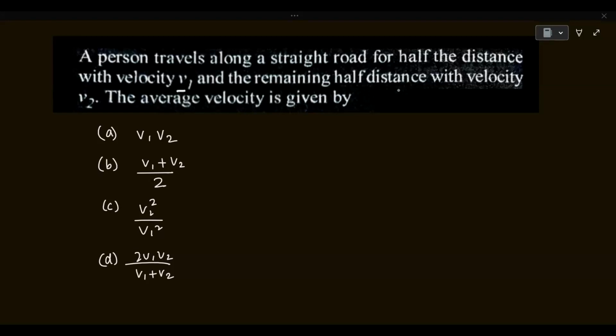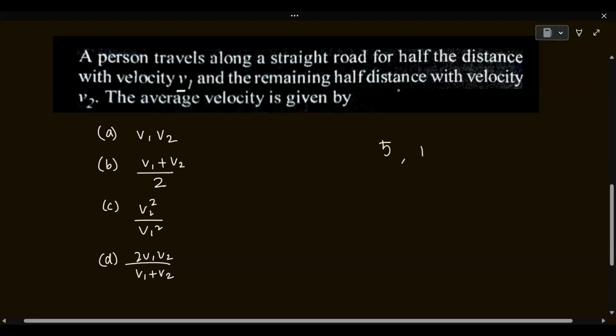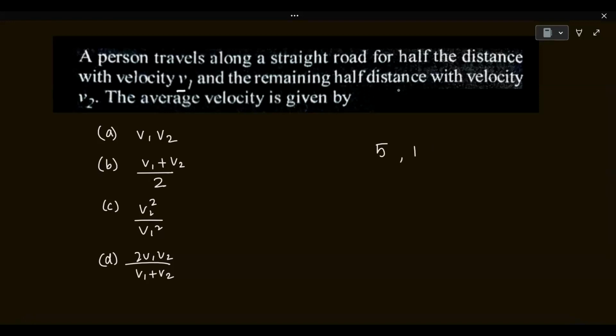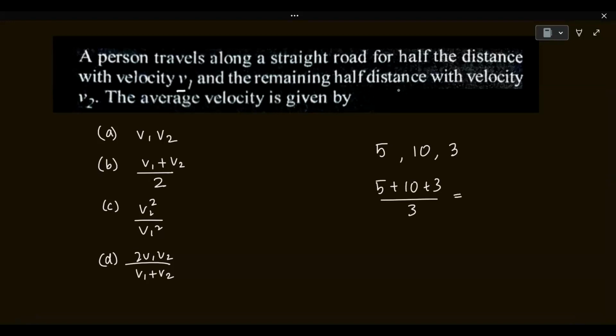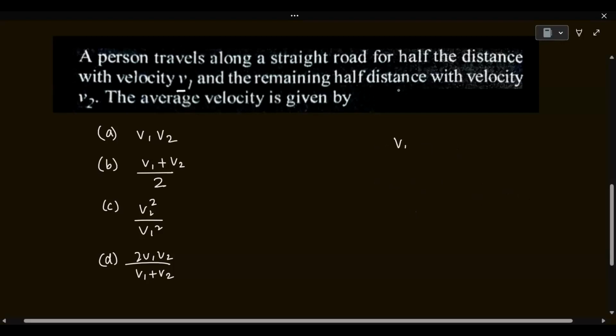If I ask you, what is the average of 5 and 10 marks? Like there are 3 students, one got 5, the other got 10, the other got 3. What is the average marks? You will do 5 plus 10 plus 3 divided by 3. That's 18 by 3, that's 6 marks per student. Now that is how maths defines the average. But did I ever tell you that if you have 3-4 velocities, just add all the velocities and divide by the number of terms?